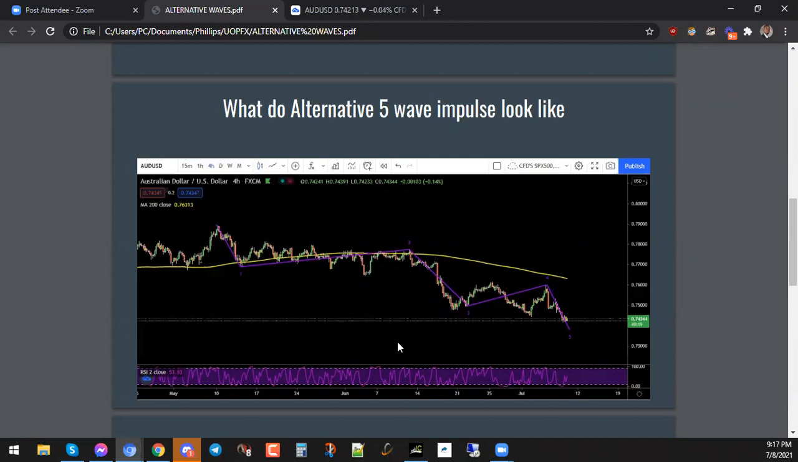Okay. All right. So what makes this wave 4 simple? It's just 1, 2, 3. That's a simple pattern formation. Okay. That's what makes it simple. It's just a simple 3-wave move.